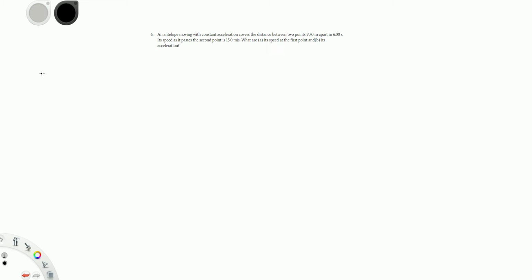So let's draw us a little diagram here. We're talking about 2 points, and we know they're 70 meters apart. So we're going to talk about the motion between these 2 points. We're going to call that our delta x, and we know our delta x is 70 meters. So what else do we know? We know the motion takes place in 6 seconds. So t equals 6 seconds.